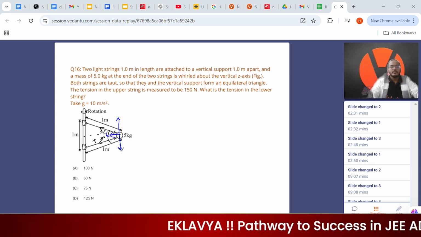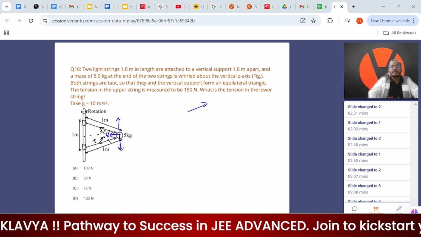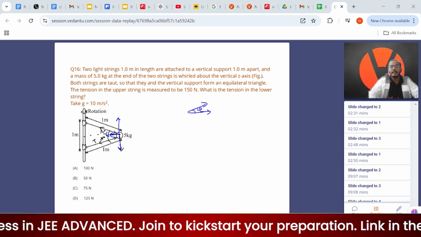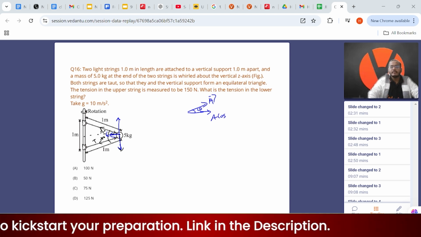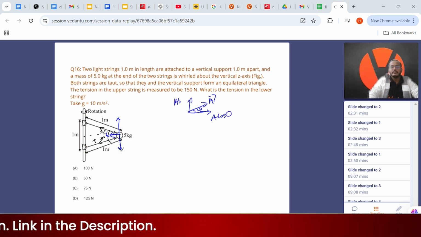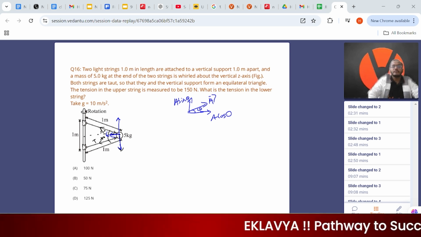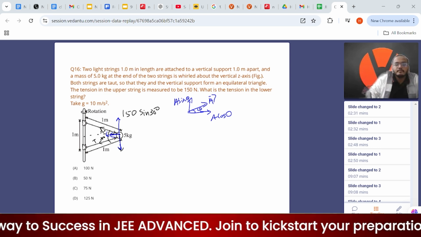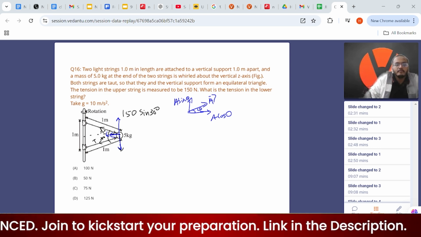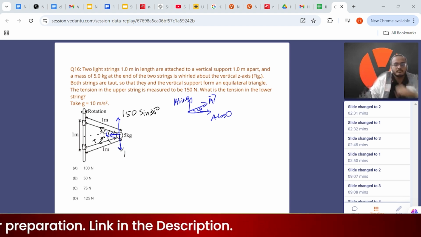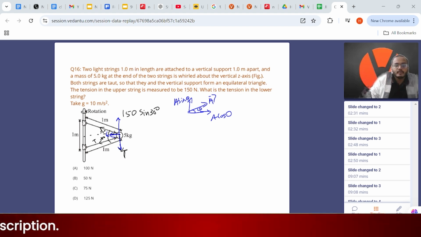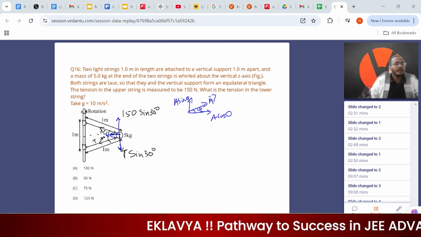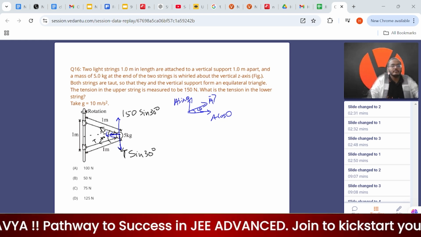Simple. See, if there is some vector here and there is some angle theta here, let's say this is a vector, so it will be a cos theta and a sin theta. Now, using the same concept, it will be equal to 150 sin 30, and below it, let's say tension T, it will be equal to T sin 30 degrees. And the difference between them is obviously mg.